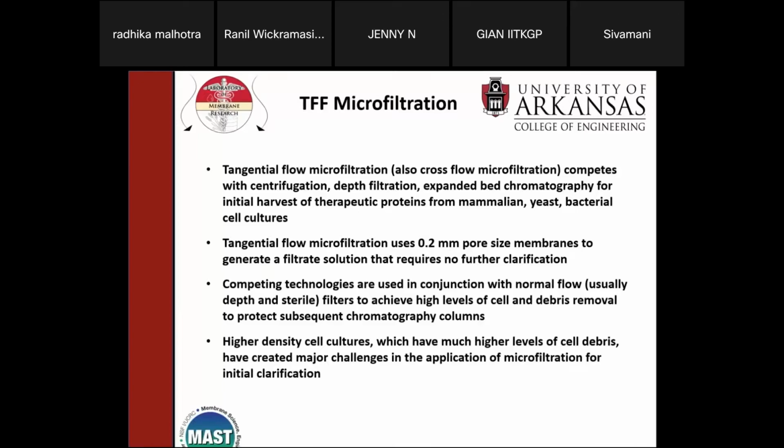So competing technologies are things like centrifugation. Okay? High density cell cultures, which have much higher levels of cell debris, have created major challenges in the application of microfiltration as the initial clarification step. So the behavior of tangential flow microfiltration is dominated by something called concentration polarization, which one of you already told me you knew about, which is good.